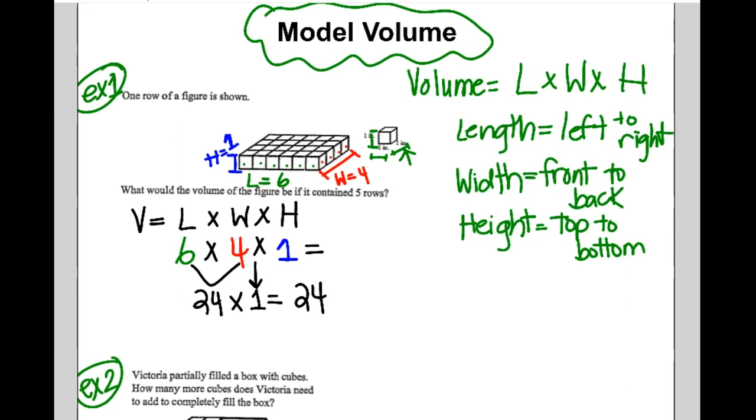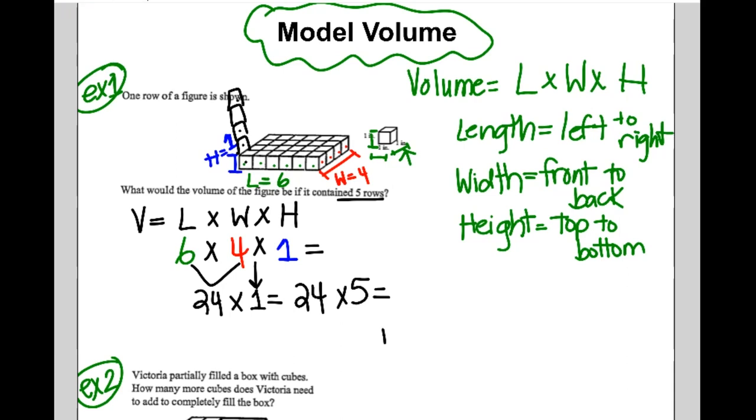Is that going to be our final answer? No, because it says, what if this figure contained 5 rows? Remember, 5 rows just means that we have the same picture, but 5 times. So we would multiply our current volume by 5. It's like saying that our height is 5 instead of 1. Instead of the height just being 1, we make more heights so that it's 5, because they said 5 times. So 1, 2, 3, 4, 5.